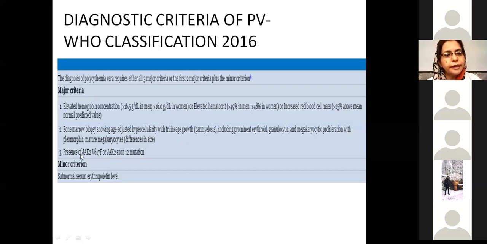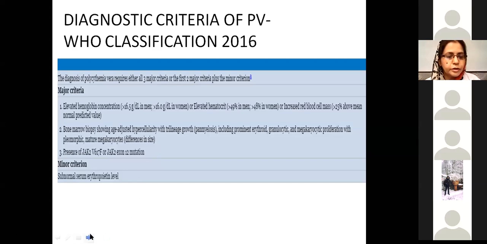So if all these three criteria are met, or the first two criteria with one minor criterion, which is subnormal serum erythropoietin level. This is very important because if the erythropoietin level is increased, it means that it is not primary polycythemia vera. It is most likely due to an absolute increase in red cell mass because of appropriate or inappropriate erythropoietin secretion. So you need to have a less than normal erythropoietin level. So either all the three major criteria should be fulfilled, or the first two criteria along with one minor criterion need to be fulfilled before we label a patient as a case of polycythemia vera.